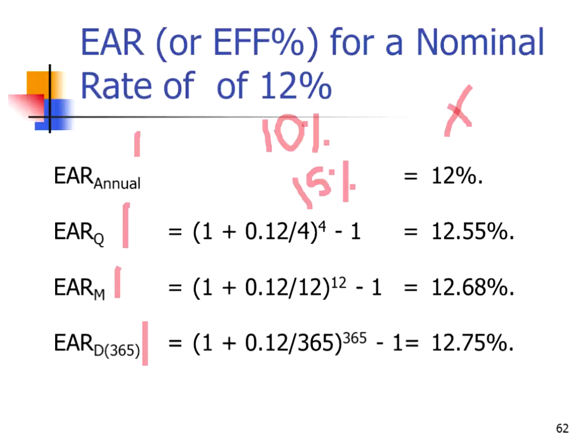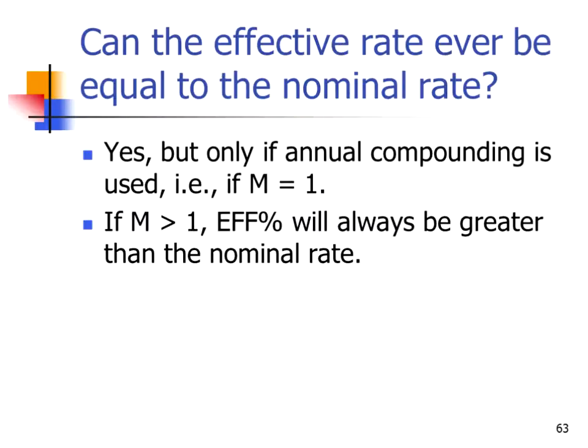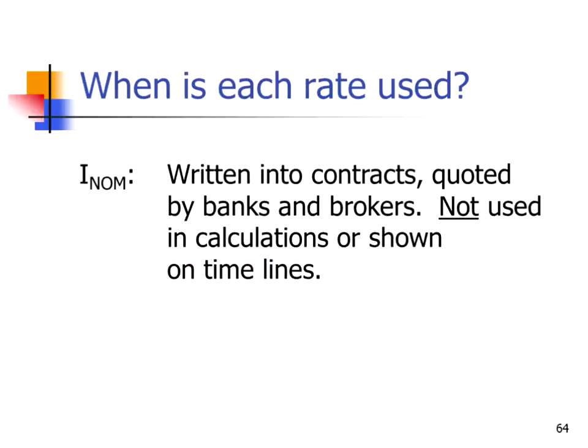So here's a question that you've been asking: can the effective rate ever be equal to the nominal rate? With one period, yes. If you pay just once a year, the effective rate will be equal to the nominal rate. So the answer is yes, but only if it is annual compounding, that is, if m is equal to 1. If m is greater than 1, then the effective rate is always going to be greater than the nominal rate. That's the conclusion.